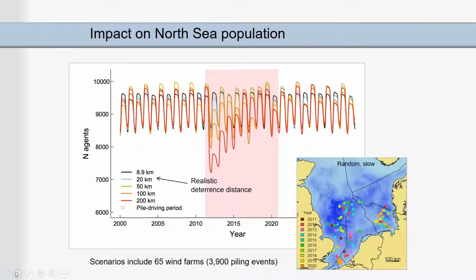So now we have a model where noise is modeled pretty much as we observed in the North Sea. Movement is modeled the same way, and food acquisition and energy use also.